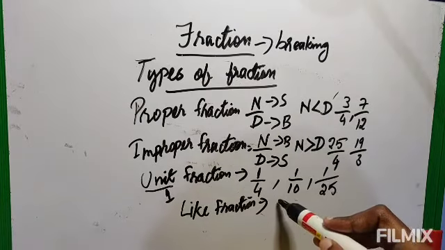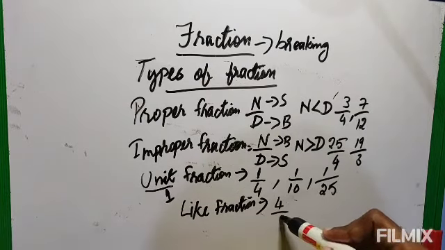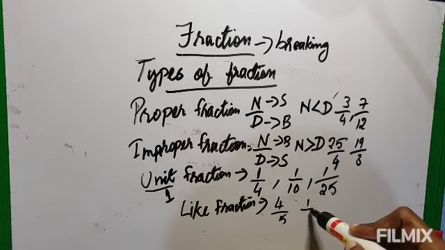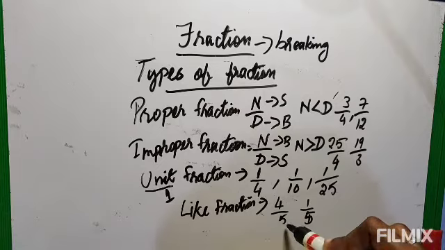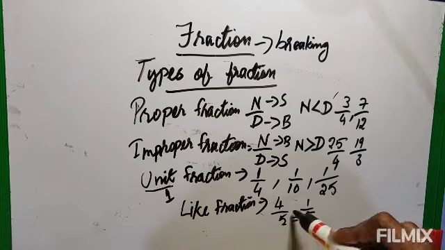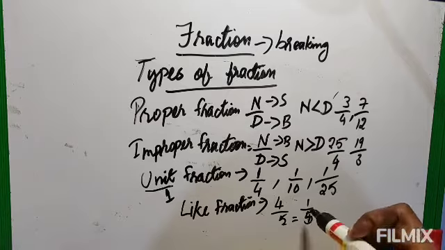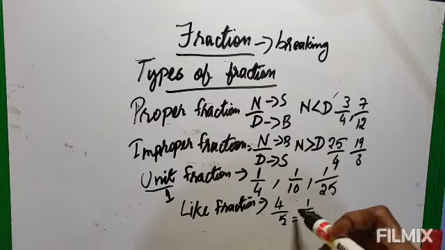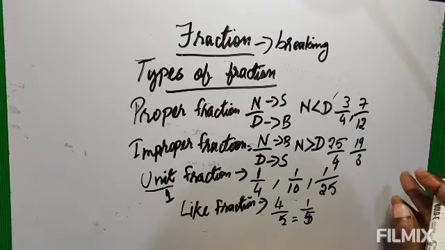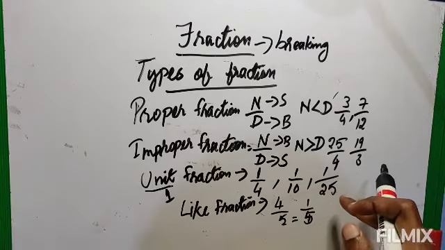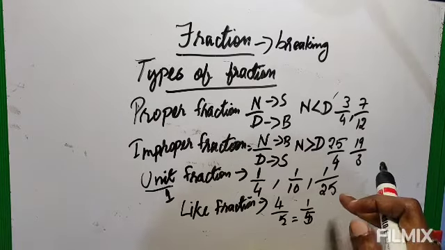Let me give an example now. 4 by 5 and 1 by 5. Here if you see, the denominator is the same, both denominators are the same. So if in the fractions the denominator is the same, they are called like fractions. It is not only 2 fractions, it can be more than 2 fractions. If the denominator is the same, they are called like fractions.